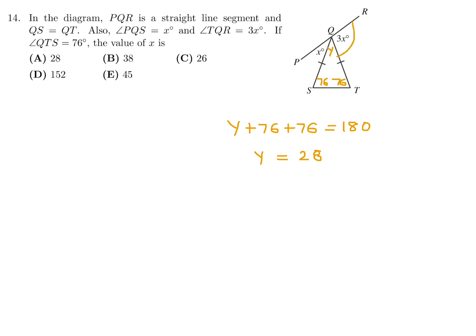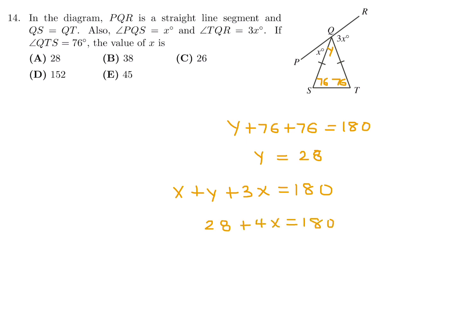Now, all the angles about a line, since they tell me that PQR is a straight line, add up to 180. So these three angles add up to 180. So that means x plus y plus 3x is 180. Well, y we just figured out was 28. And then x plus 3x is 4x.